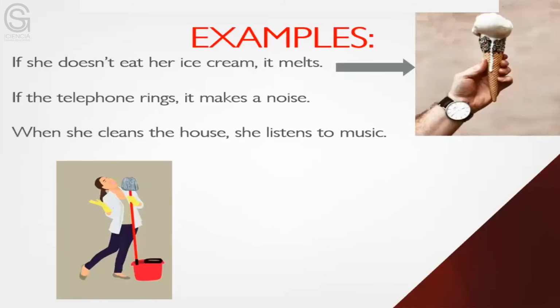Another example, please look at the picture on the top on your right. It's a person that has an ice cream. And if you observe the picture, we can notice that maybe this person is not eating the ice cream. So look what is happening. If she doesn't eat her ice cream, it melts. Melts means that the ice cream will be water. Just wait for some minutes outside and of course it will be water. So if she doesn't eat her ice cream, it melts.